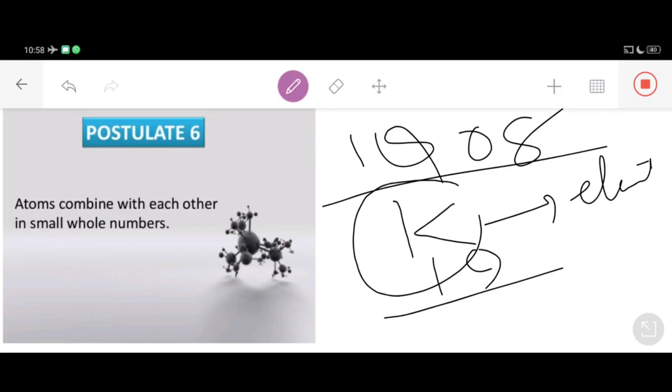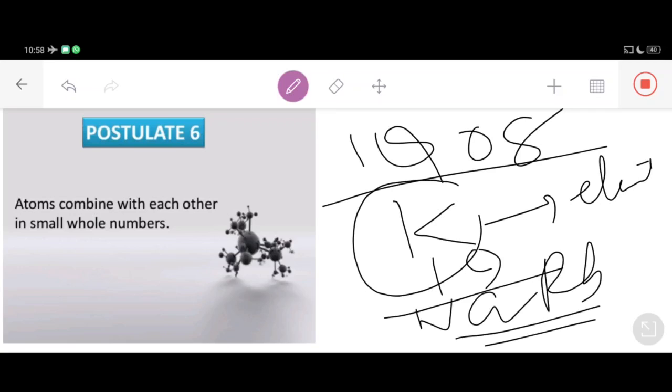Regarding the fifth postulate, I told you that atoms of different elements are different. I gave you the example of sodium and rubidium. These are two different elements, and they will show different physical properties. That means the atoms of different elements are different, and they will have different mass, different size, and different chemical properties. So the fifth postulate, my dear students, was that atoms of different elements have different masses, different sizes, and show different chemical properties. This was the recapitulation of the last video lecture.